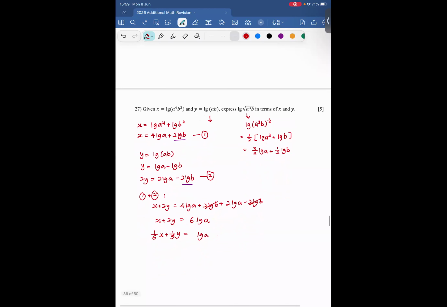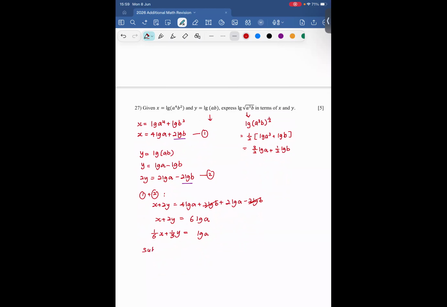Okay, after I find my log a, what do I do? I sub log a into my equation 2 to find my log b. So this is 2y equals 2 times 1 over 6 x plus 1/3 y minus 2 log b.